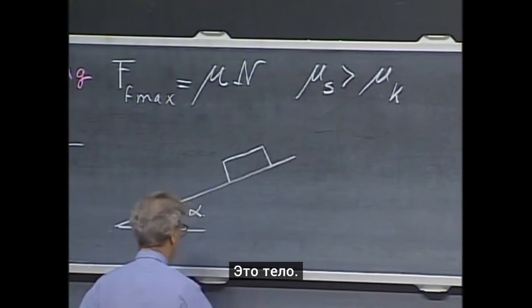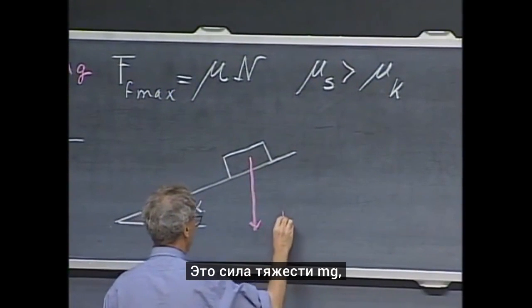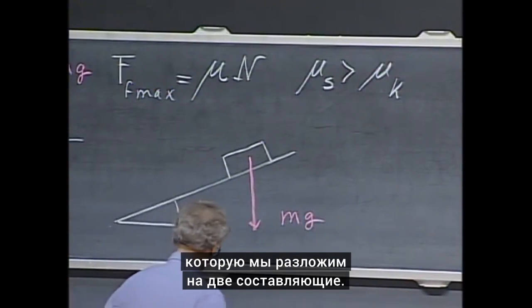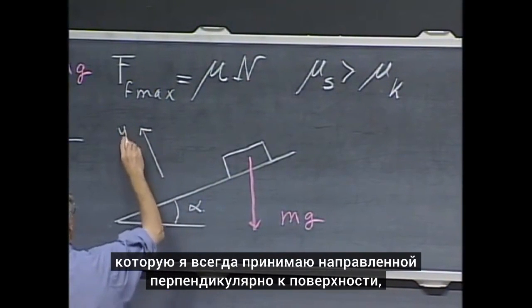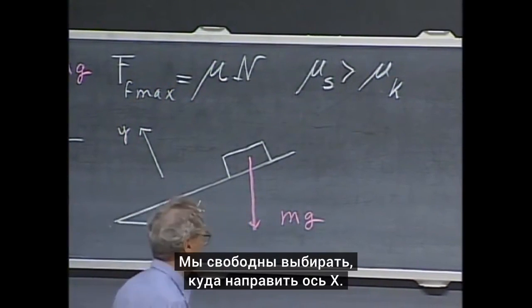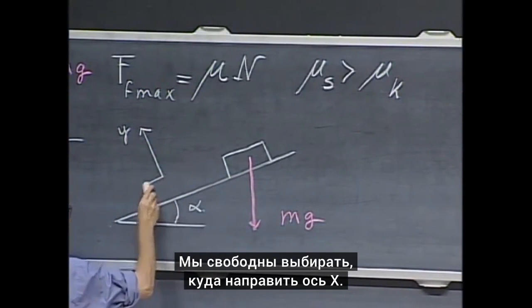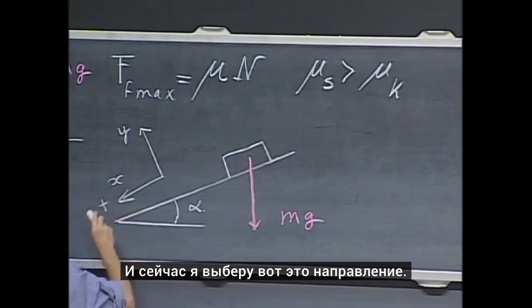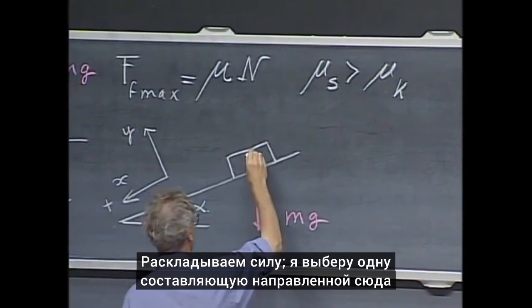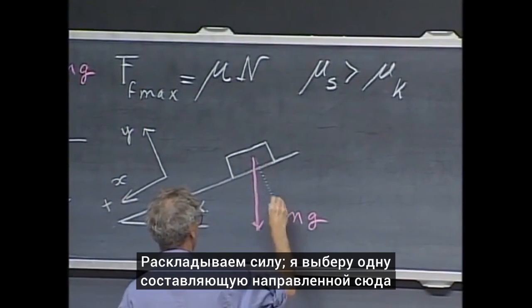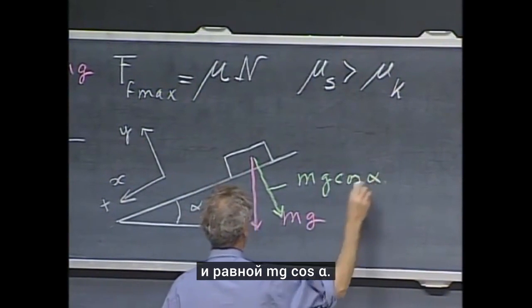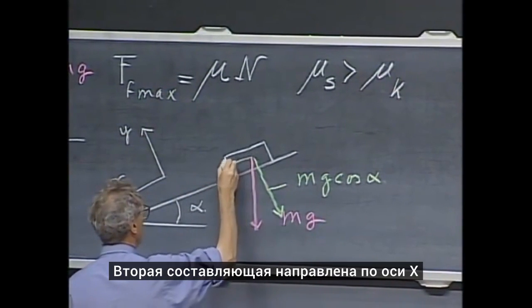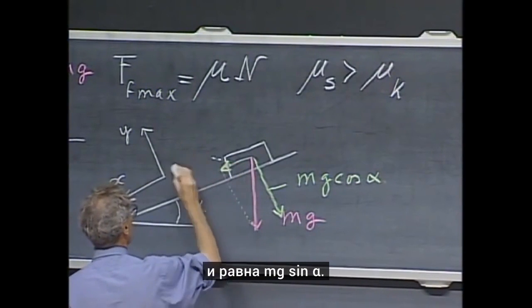Here is the object. This is the gravitational force mg, which I will decompose in two forces, one in the y direction, which I always choose perpendicular to the surface, and another one in an x direction. You're free to choose this plus or this plus. I will now choose this, the plus direction. I'm going to decompose them. So I have one component here, and this component equals mg times the cosine of alpha. And I have a component in the x direction, which is mg sine alpha.